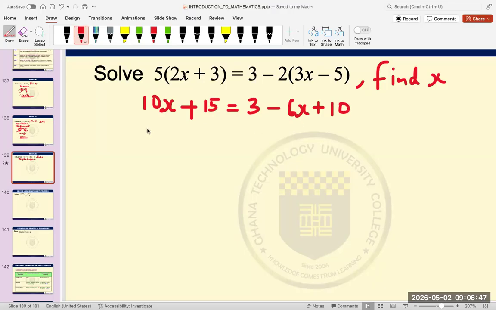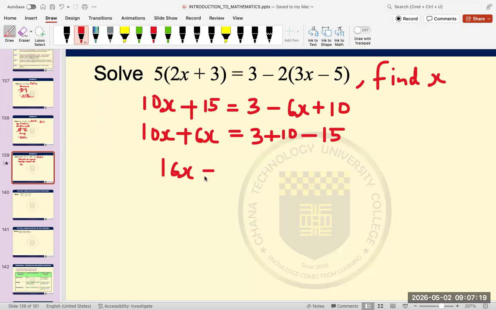We have, let's group them now. So 10x, like terms together, this -6x will come, so it becomes +6x, is equal to, we have this 3 here already. We have this +10 here also. And then this 15 will be moving. It's positive. When it moves, it becomes negative. We have 16x to be -2. This is 13 minus 15. So it gives you -2.